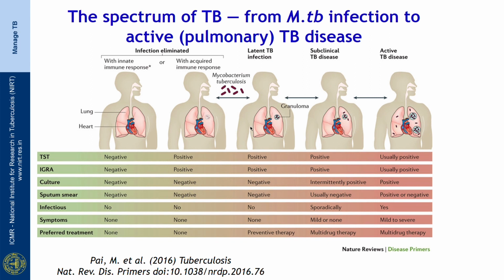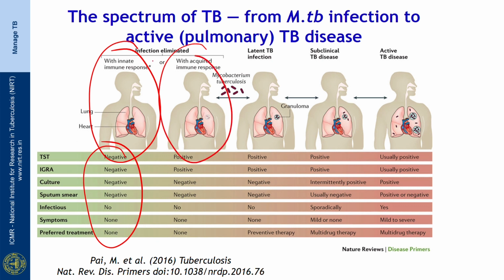So the spectrum of TB from M.tb infection to disease is basically summarized here on this slide. Infection can be eliminated with an innate immune response, which typically results in a negative TST, negative IGRA, negative culture and sputum smear. These people are not infectious, do not have any symptoms, and do not require any treatment. If infection is eliminated with an acquired immune response, you have a positive TST, positive IGRA, negative culture and sputum smear. They are not infectious, do not have any symptoms, and do not require any treatment as well.